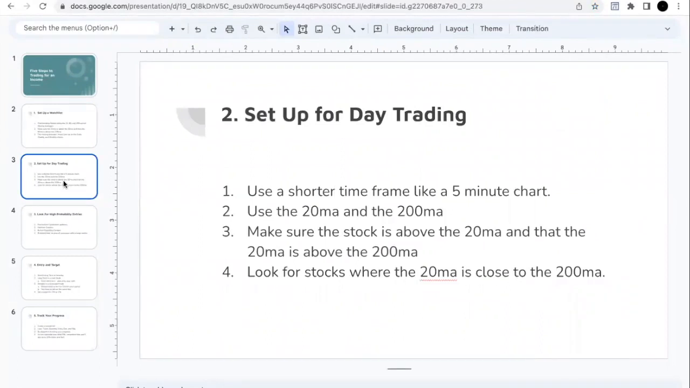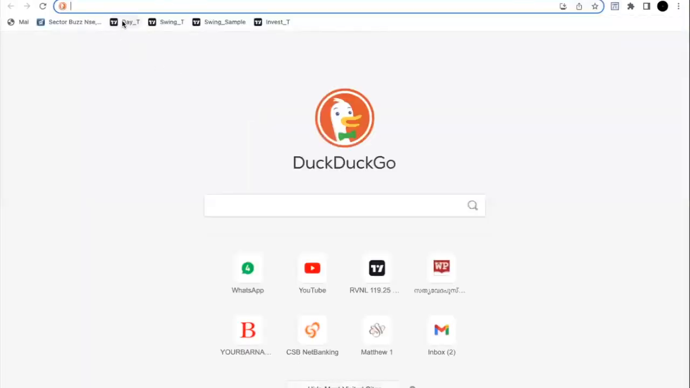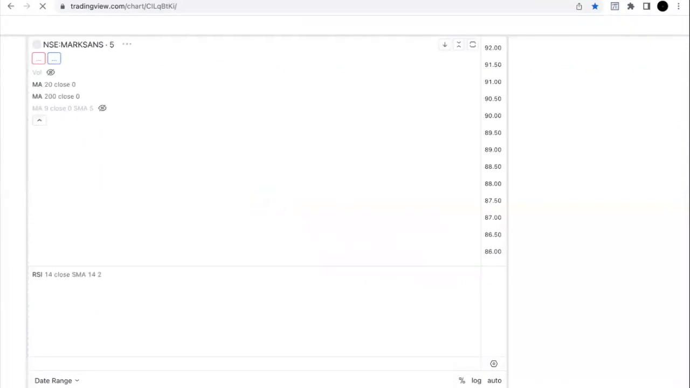Number three, you want to set up for day trading. Use a shorter time frame like a 5-minute chart, 3-minute chart, or 2-minute chart. Some people use a 1-minute chart, it's just a bit too much, too sharp. But anyway, I prefer the 5-minute chart. Use the 20 MA and the 200 MA. All right, so I have something set up already for day trading, and I will open that one up here, and you'll see.